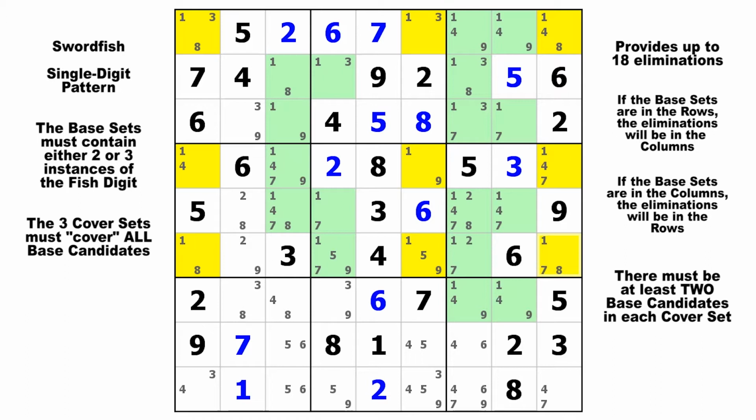So now because the base sets are in the columns, we have 3 rows that intersect with those columns and cover all the base candidates. And that is row 1, row 4, and row 6. So we can eliminate all the candidate 1s out of those 3 rows. And we got one here, here, here, and we've got 2 in row 6. So there are 5 altogether, and you can eliminate all those candidate 1s. 1, 2, 3, 4, 5.